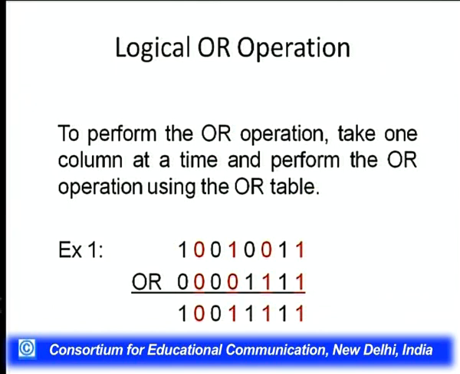To perform the OR operation, we take one column at a time and perform the OR operation using the OR table. So you can see here, we have seen if either of the digits is 1, then the result of the OR operation is going to be 1. So you have 1 1, since both are 1, the result will be 1. In the third column you can see if you have a single 1 also, then the result is going to be 1, whereas only when both the operands are 0, the result is going to be a 0.